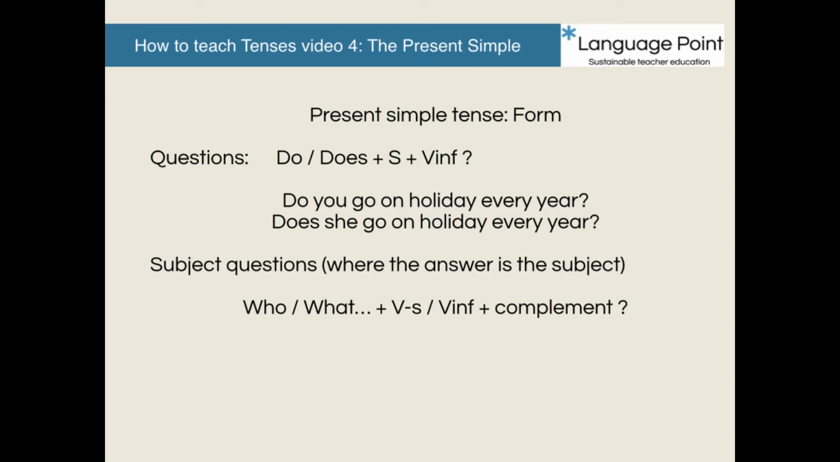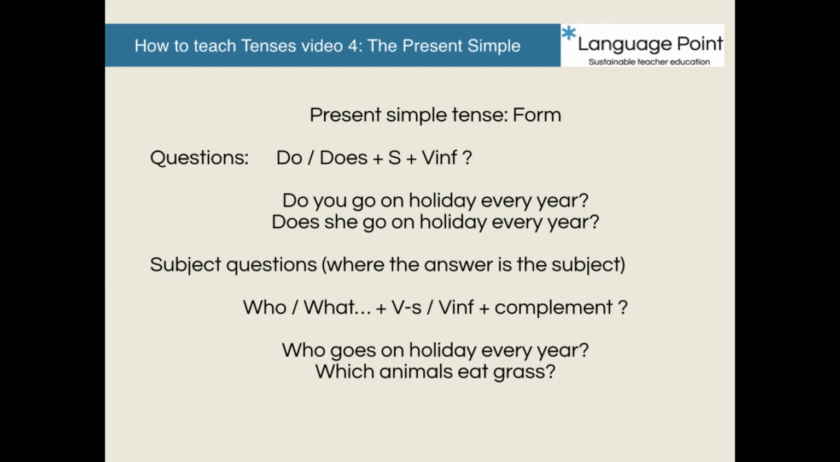depending on the person. So for example, if we want to ask who goes on holiday every year, remember the answer to this would be the who subject. So who goes on holiday every year? The answer would be Steve goes on holiday every year. We're asking about Steve. So there we need the WH with no auxiliary and the correct form of the verb.